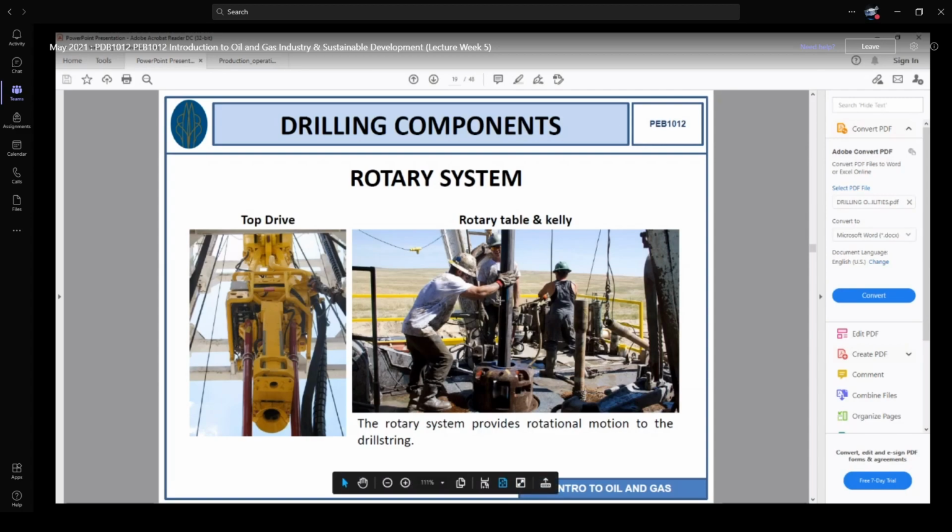On the right side, you can see the manual, or mechanical, system, right? It provides rotation to the bit. This is the Kelly, this is the master bushing. Here we have the Kelly bushing, and this is the rotary table. So how does this rotation go? The mechanical rotation is provided by this rotary table to the Kelly bushing.